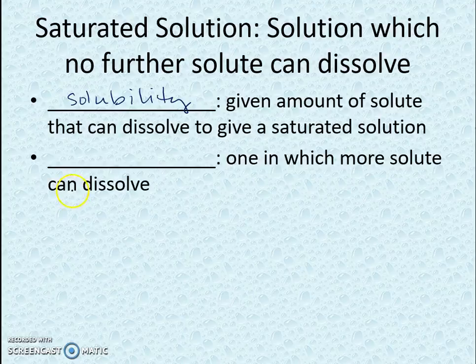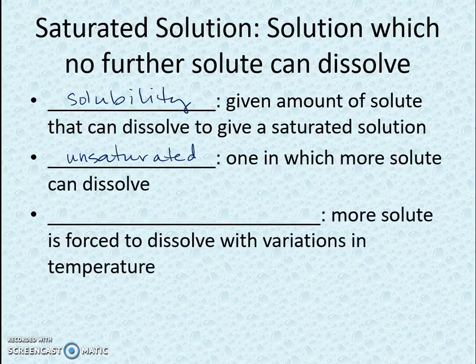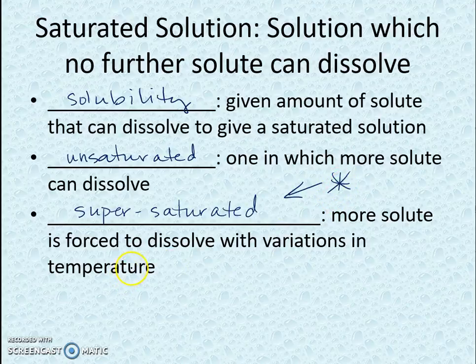Okay? Well, we can also have something that is an unsaturated solution, and that's one in which we can dissolve more solute. And then, well, what if we dissolve a lot of solute and then we force it to dissolve more by increasing the temperature or vigorously stirring? Well, we call that a supersaturated solution. And hopefully I will remember, or one of you guys will remind me, and I'll show you a video of it, because a supersaturated solution can look normal.